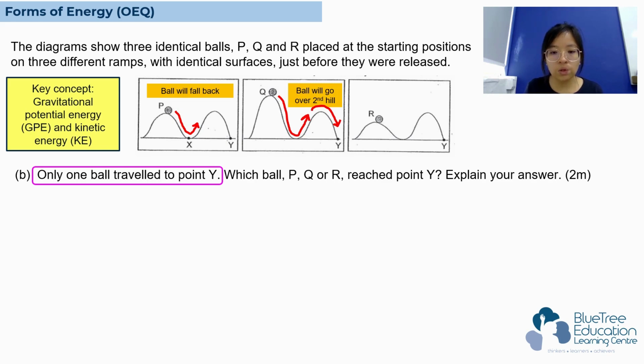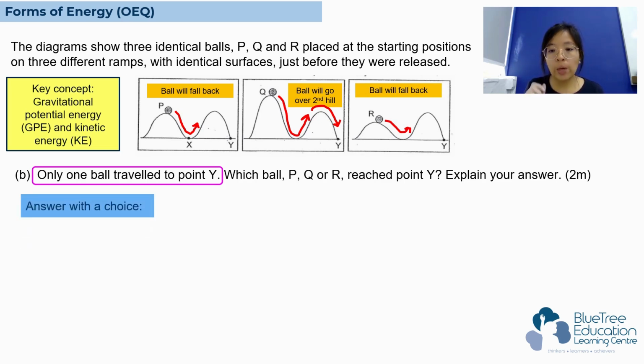Okay, so Q is likely to be the answer, but let's check R first. Okay, R is even lower than P. So if P is likely to fall back, R will also fall back. Okay, so our answer will be Q.